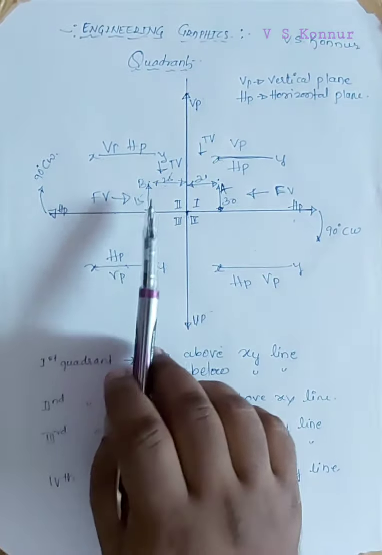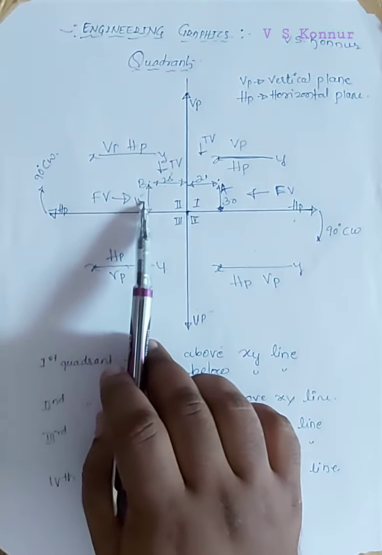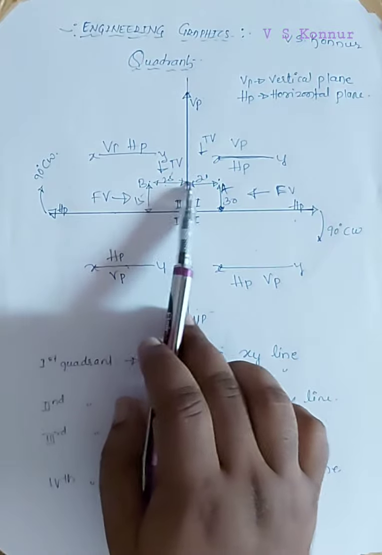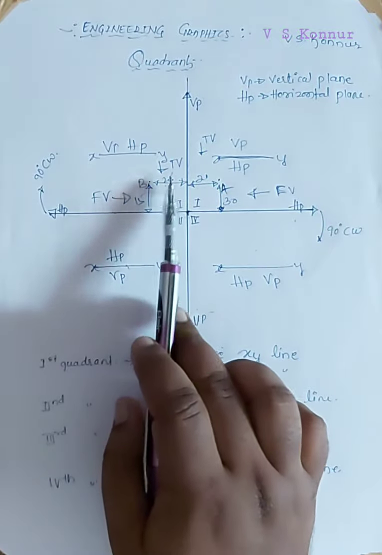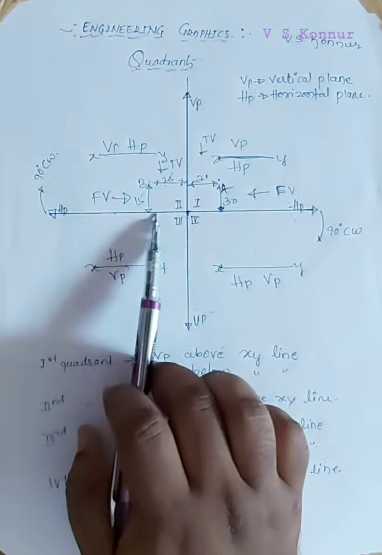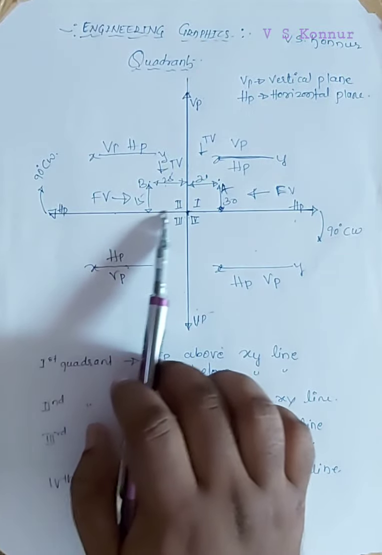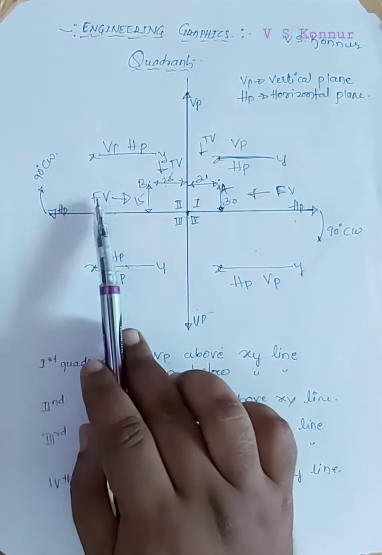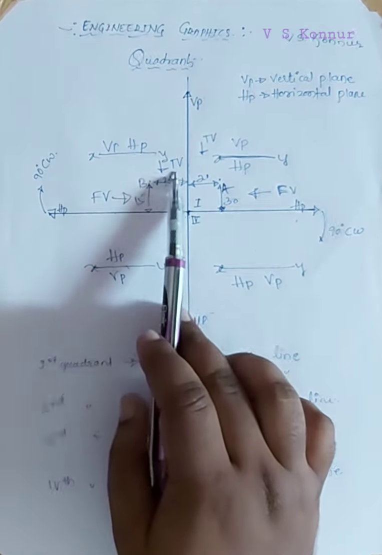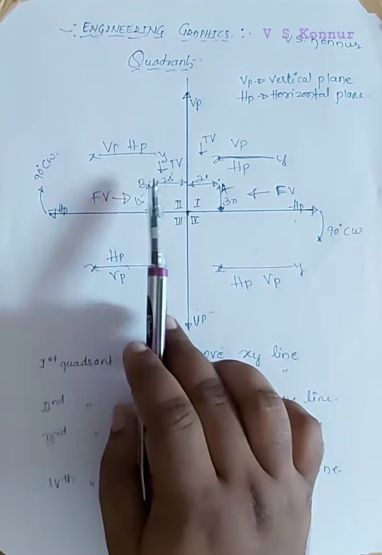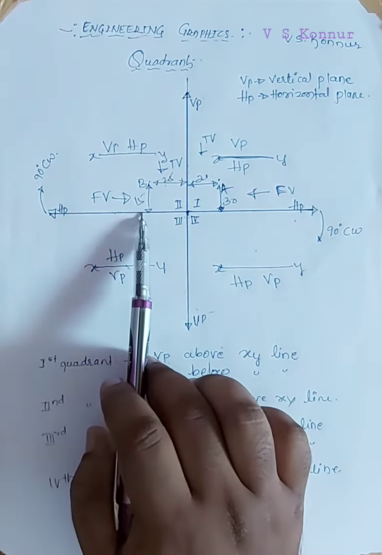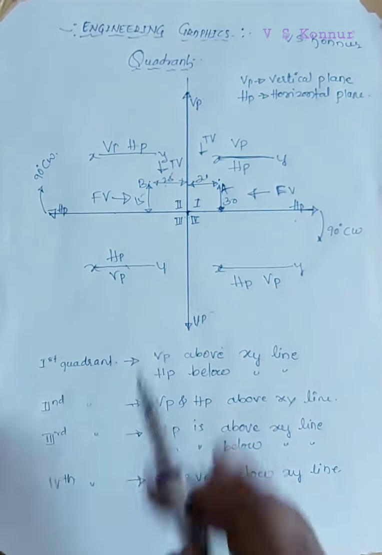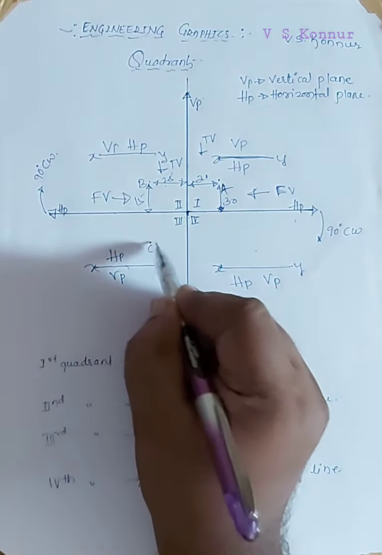From this side, if you view that point, it will show 15 mm distance on the vertical plane. When you view from the top, it will have 25 millimeter, showing on the horizontal plane. 15 mm will be on the vertical plane, 25 mm on the horizontal plane. So point B can be defined in the second quadrant as 15 mm above the horizontal plane, 25 mm behind the vertical plane. Now the third quadrant, point C I will take.